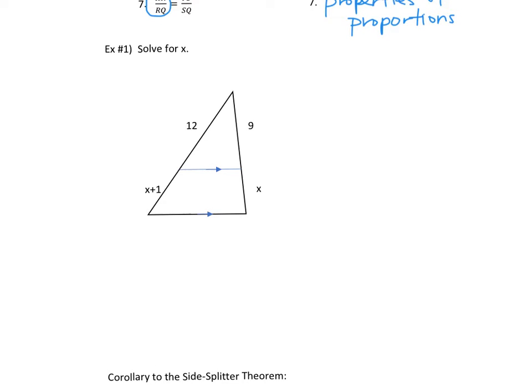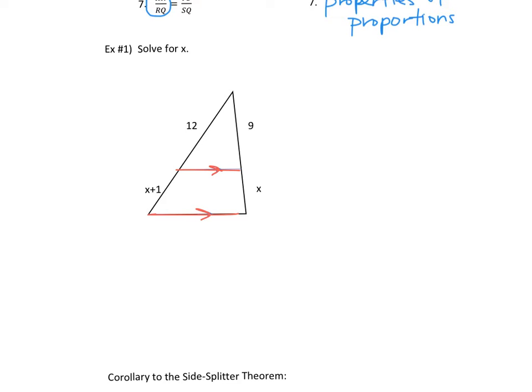In this setup, we are going to say something over something equals something over something. We're setting up a proportion. What's that going to look like? Here's my parallel lines, right? So which two form the ratio? 12 over what? X plus 1. It's the two that are on the same line that you make a ratio, okay?